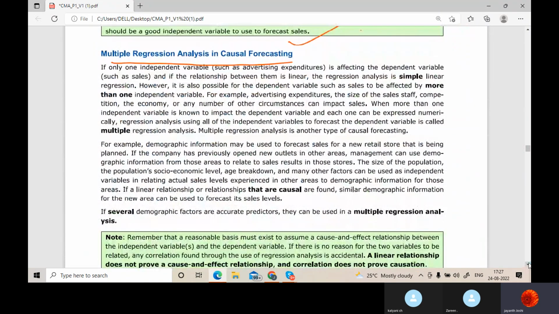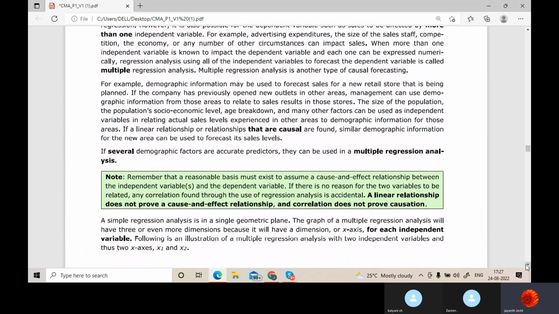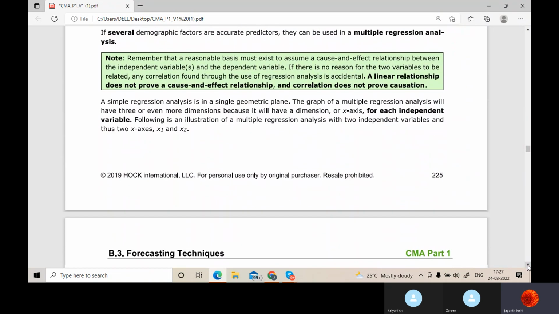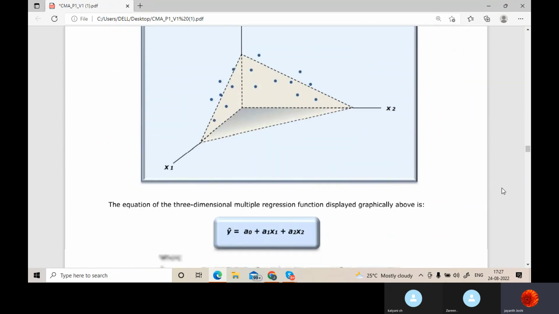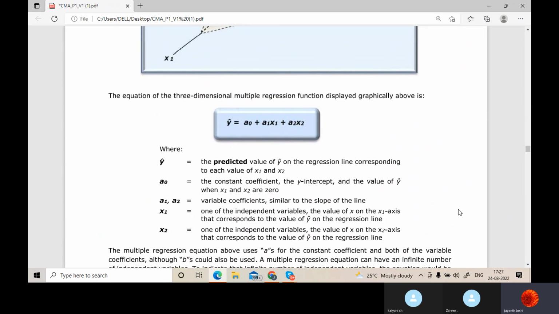Then comes the multiple regression analysis in causal forecasting. See, multiple regression analysis is nothing but, I can say, instead of one variable, you have multiple variables. For example, if I speak about India's GDP, India's GDP may rise due to many factors.